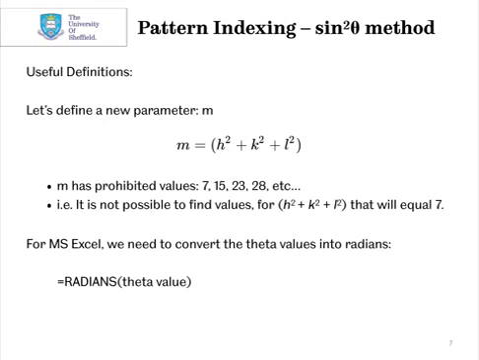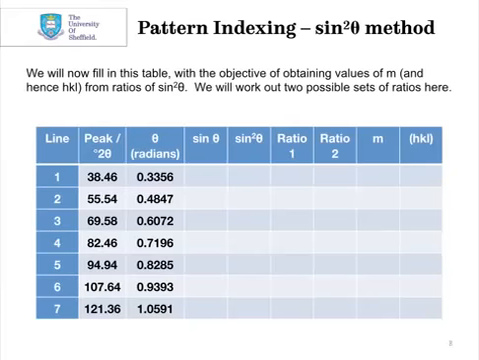And you can do that by the equation on the screen here. So the first thing, we're going to do the sine squared theta method. This is the table that we need to fill in to do this. The ultimate objective is to fill in the m column on the right hand side, and from that we can calculate the HKL values. So I've filled in here 2 columns already.